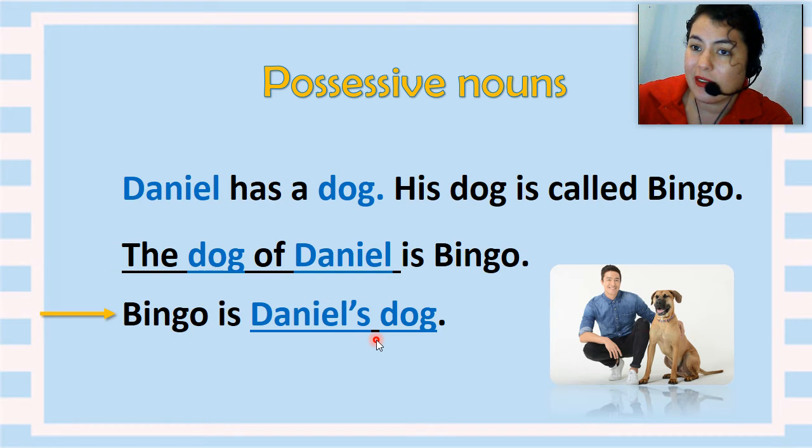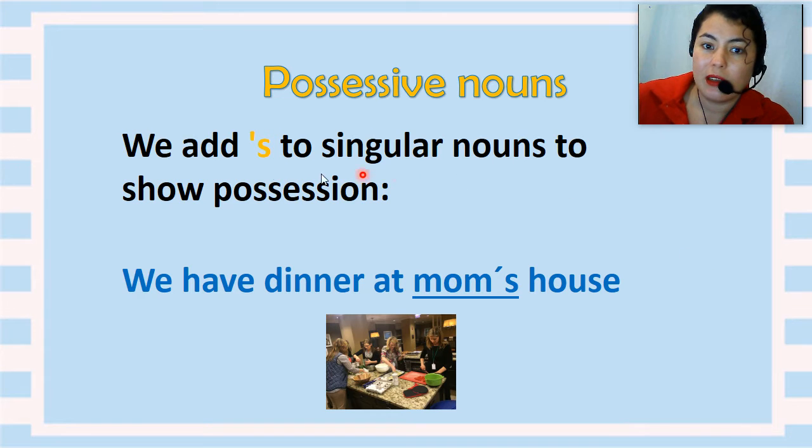Okay, there are certain rules, like on the next page. In possessive nouns, we add an apostrophe and an s to singular nouns to show possession. Like we have dinner at mom's house. In Spanish, we would say we have dinner at the house of the mom. But in English, we're going to say mom's house.